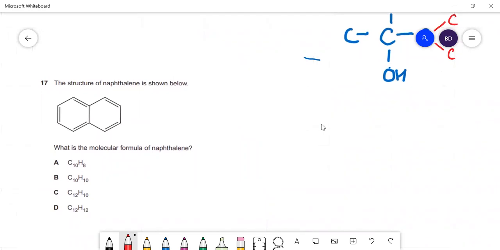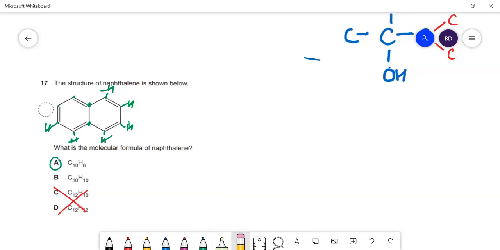Okay, naphthalene. Right. We've got to work out the molecular formula of naphthalene. So first of all, let's work out the number of carbon atoms. 1, 2, 3, 4, 5, 6, 7, 8, 9, 10. Okay, so it can't be those two. How many hydrogens have we got? Well, each carbon has got to form 4 bonds. Right, so let's think, this one is going to have 1. That's going to have 1. That's going to have 1. This one's got none. That one's got 1. 1 there, 1 there, 1 there, none there, and 1 there. So that gives us how many is it? 1, 2, 3, 4, 5, 6, 7, 8. So the answer is A.